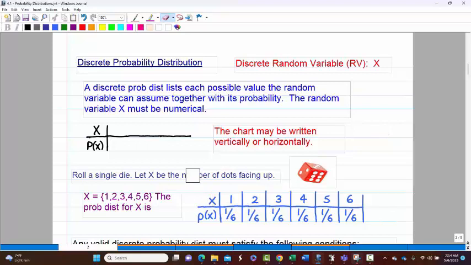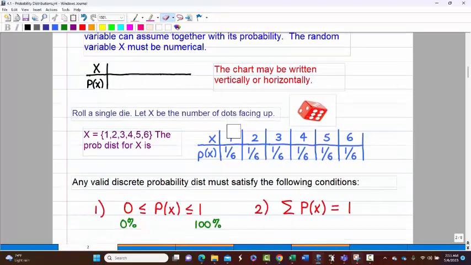I usually do them horizontally in the notes. When we look at my StatLab problems, you may see them vertically. I just do them horizontally to save space on the page. So either you write the probability below the X or next to the X if it's vertical, and you'll see that. So let's look at one example here.